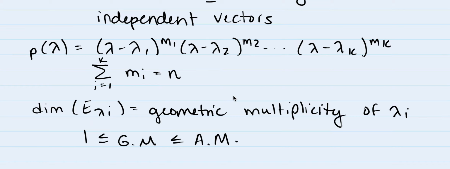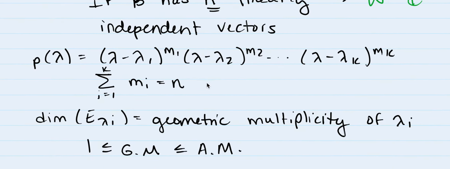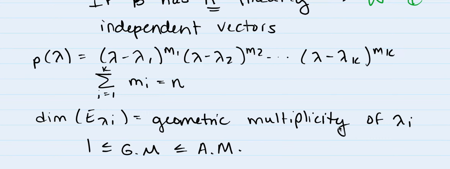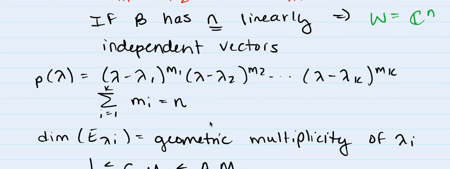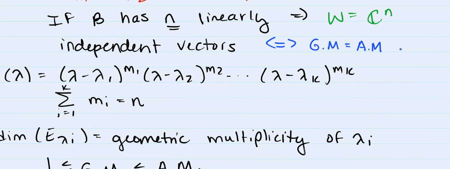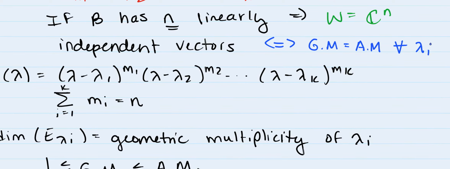So we're going to have n linearly independent vectors if the geometric multiplicity is equal to the algebraic multiplicity. If you have just one eigenspace whose geometric multiplicity is less than the algebraic multiplicity, then you won't have n linearly independent vectors for this basis B. So we have to have that the geometric multiplicity is equal to the algebraic multiplicity for all lambda i. Okay, so that's something we have to check.